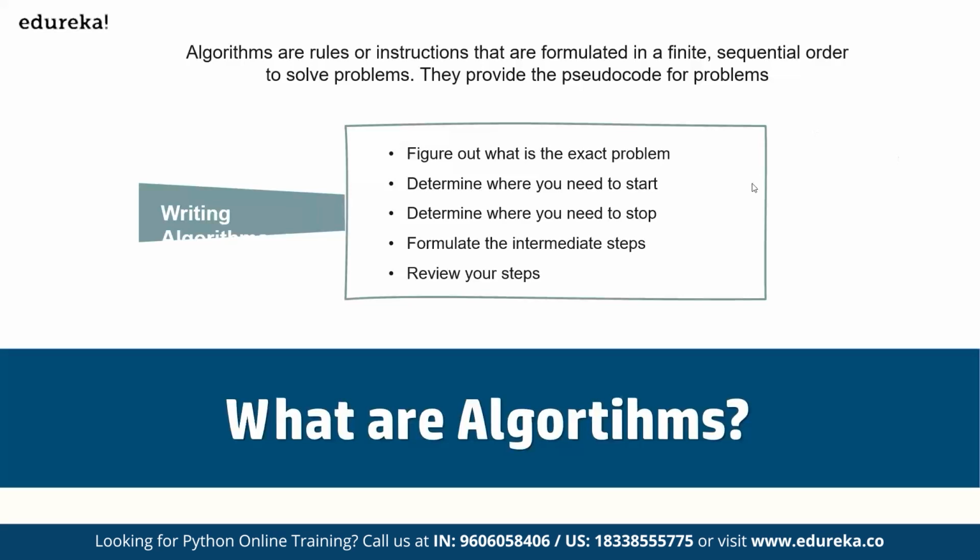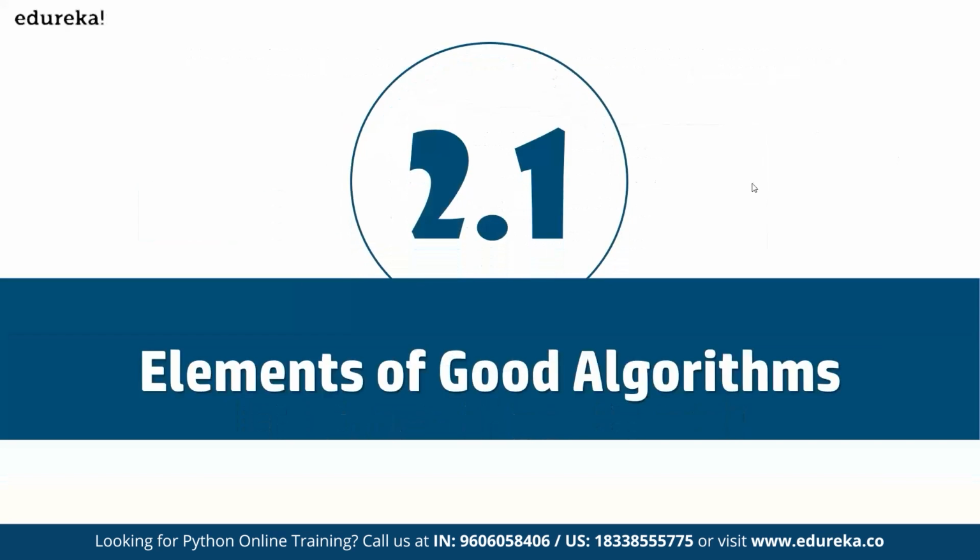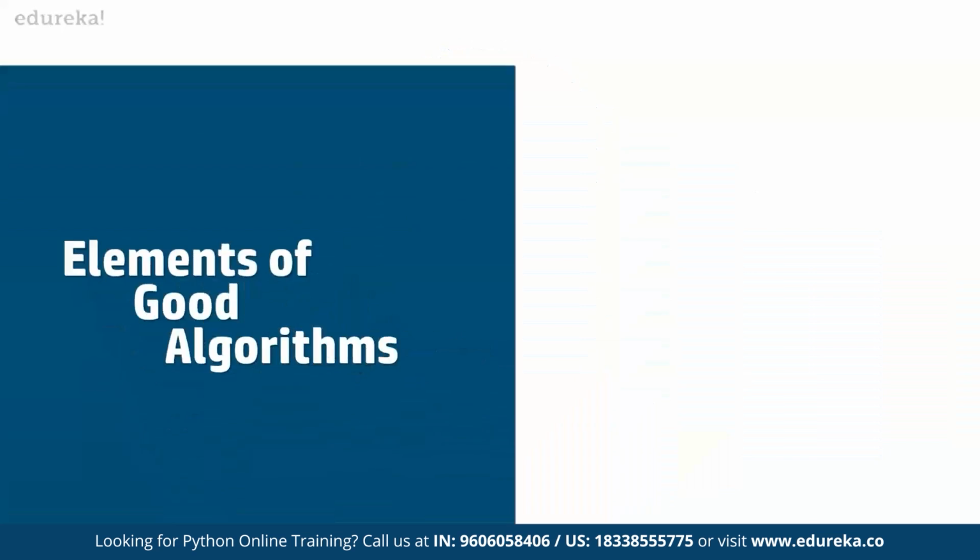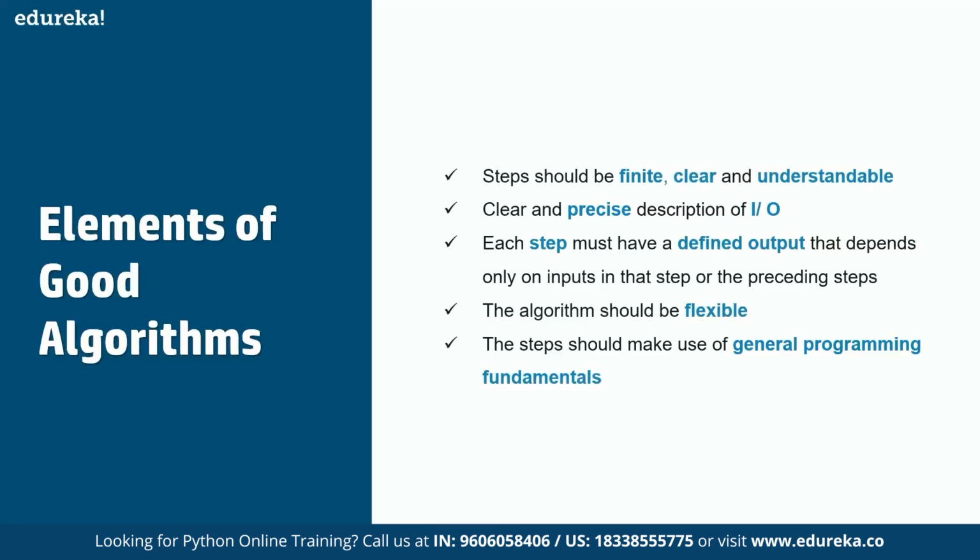If we talk about the elements of a good algorithm, there are multiple. First of all, the steps should be finite, clear and understandable. That means there should not be any kind of discrepancy or confusion about what needs to be done, and in what manner. The entire algorithm structure should be clear. There should not be any confusion about what needs to be done and what needs to be avoided. It should be completely clear for all.